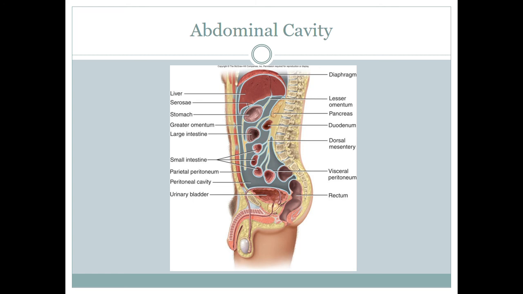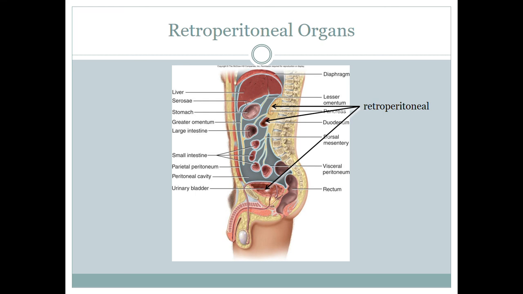Now, there are also some organs in the abdominal pelvic cavity that are attached to the body wall. And so they're covered on just one side with the parietal peritoneum. These organs are referred to as retroperitoneal. And they're really outside of the abdominal pelvic cavity because they're sandwiched between the parietal peritoneum and the body wall.